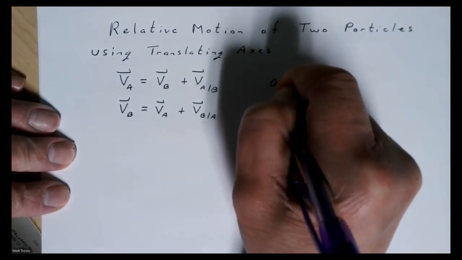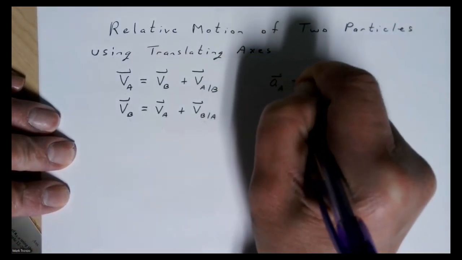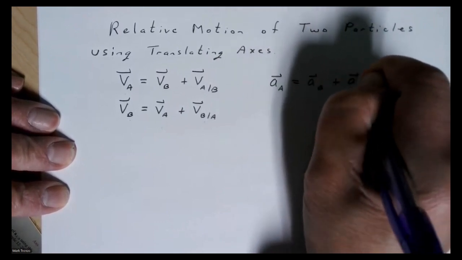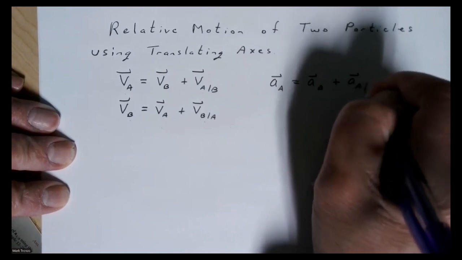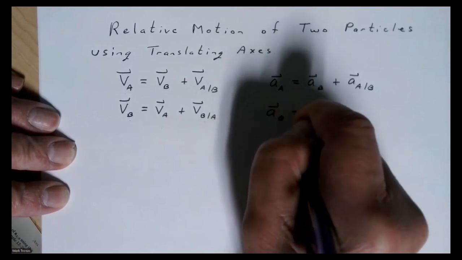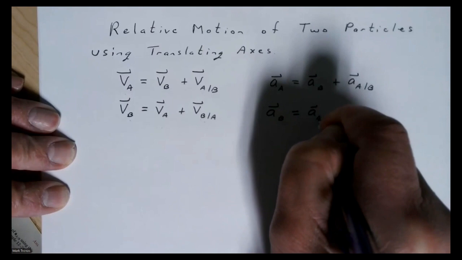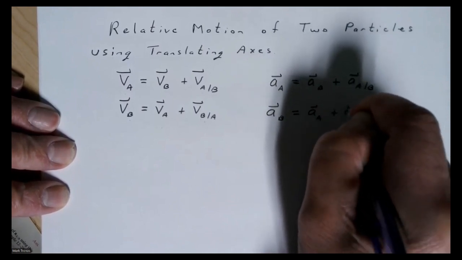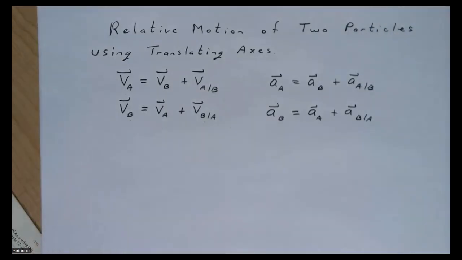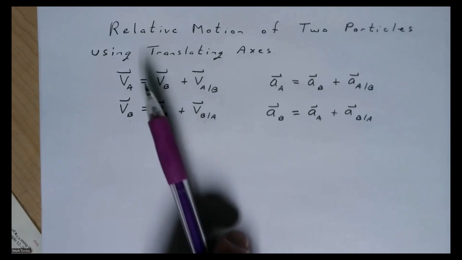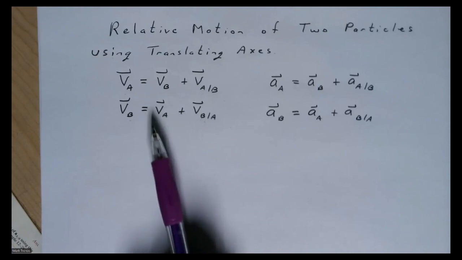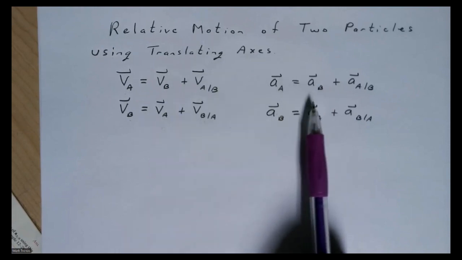And then we're also going to use the acceleration of A equals the acceleration of B plus the acceleration of A with respect to B. Acceleration of B equals the acceleration of A plus the acceleration of B with respect to A. Now, the velocity is usually going to be pretty straightforward. Just break the velocities into components and make vectors out of them. The same is true with acceleration.